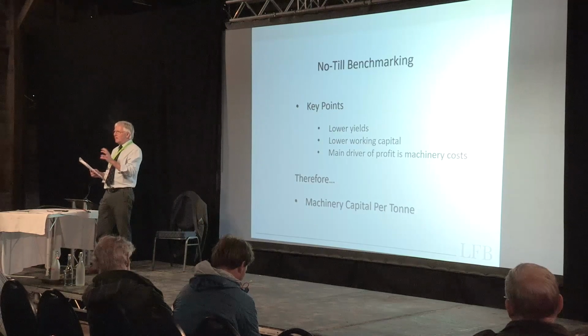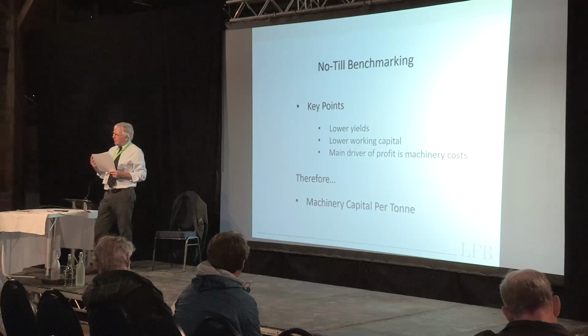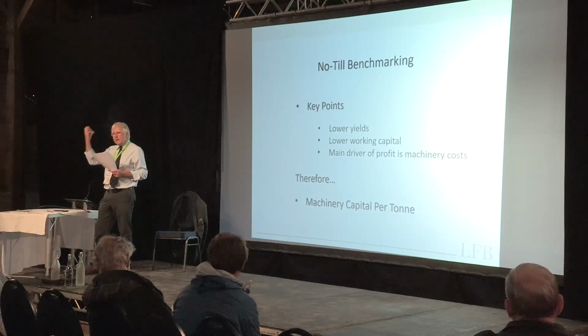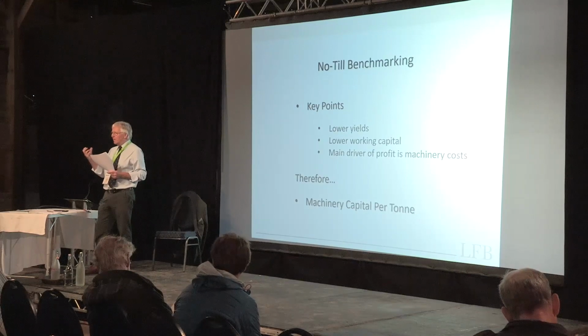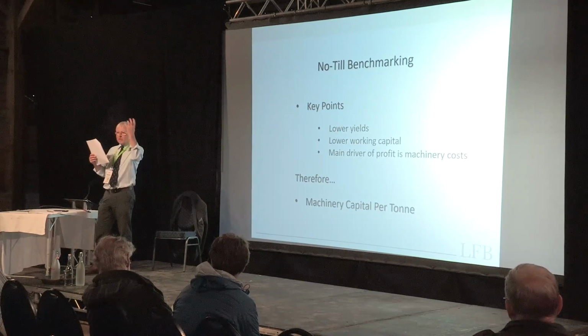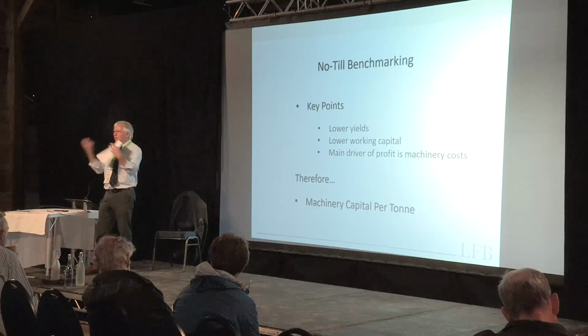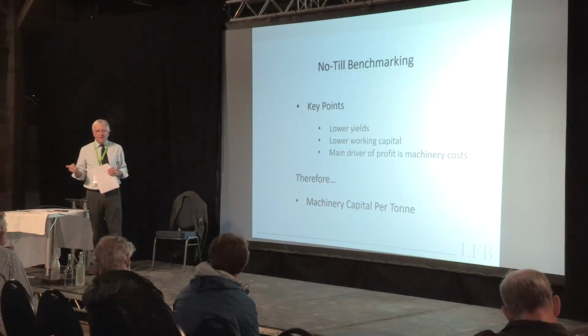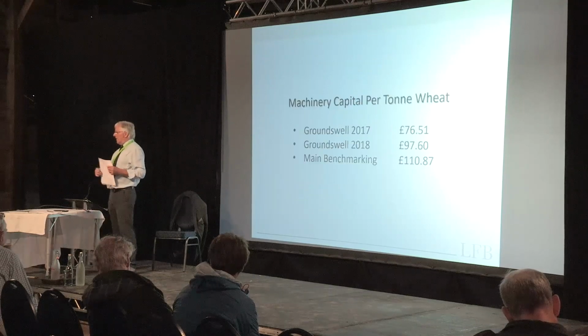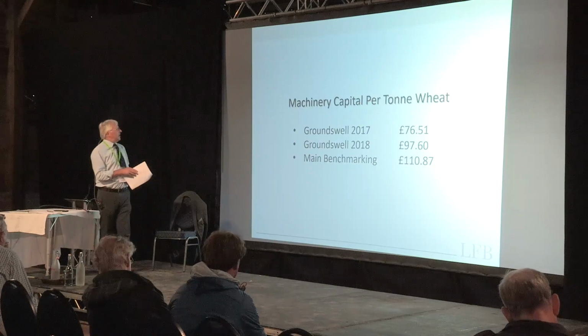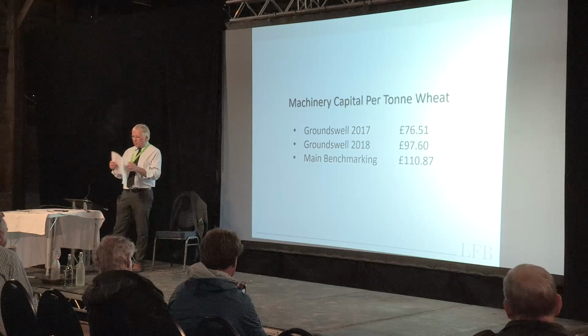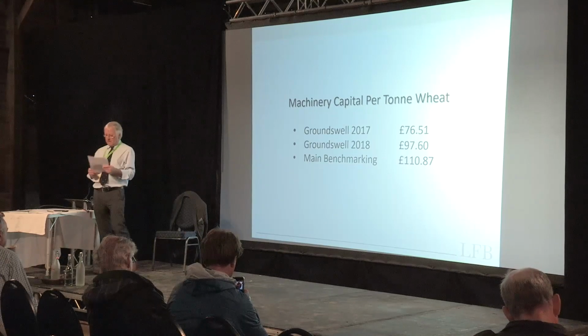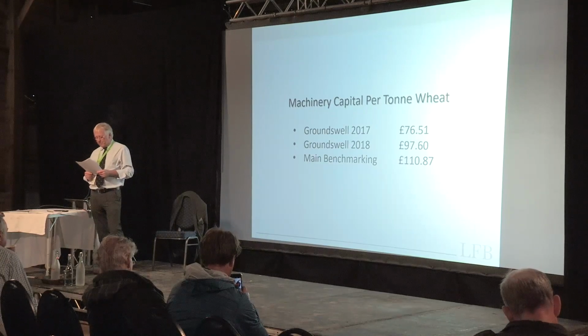Now, I haven't seen these figures before. We thought we would look at it because if you think about it, we've got lower yields, which is a key component of what we're looking at, and we have machinery capital. So why don't we look at those as a ratio of each other, or machinery capital per ton? So the next slide should be the machinery capital per ton of wheat. We just looked at wheat, which is obviously the main crop. Groundswell 17.